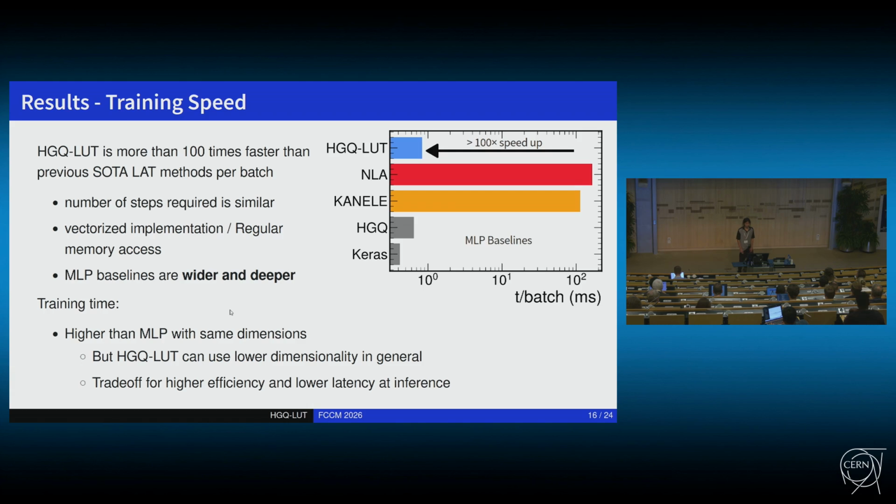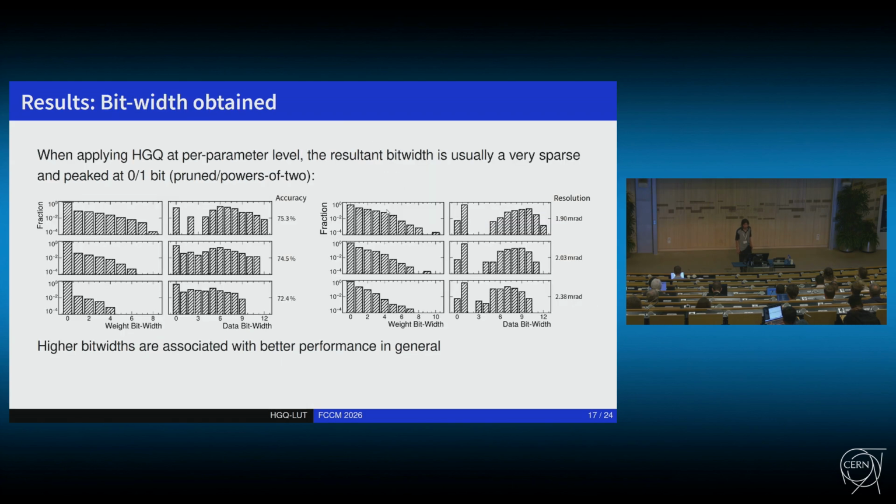And regarding the training speedup, the pure state-of-the-art training speed is here, in number of microseconds per batch, and we are here. For the HGQ lookup table-based inference, training without the lookup table is even faster. And the bit width obtained is as expected.